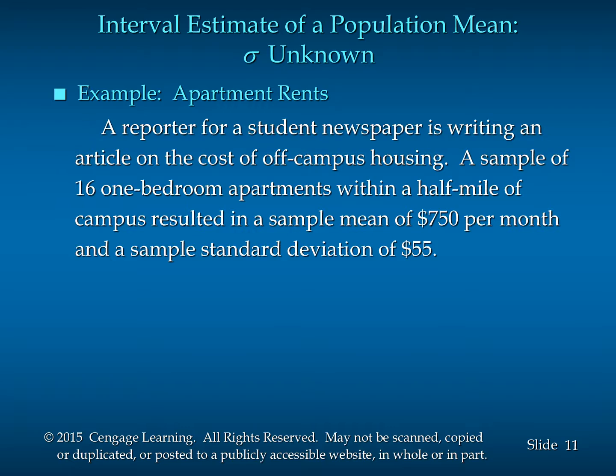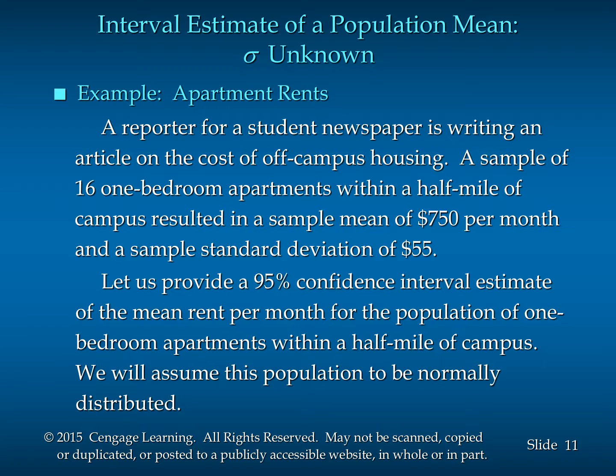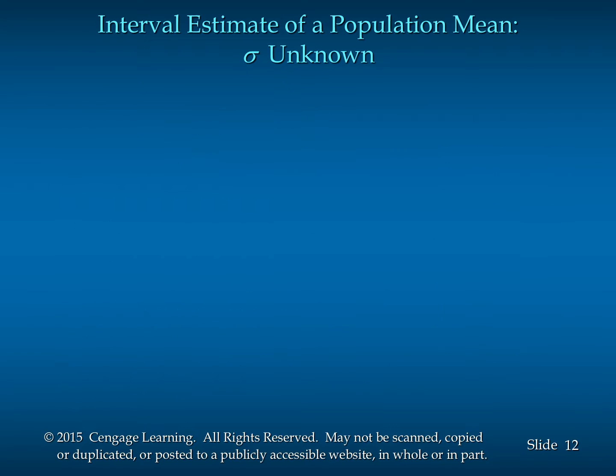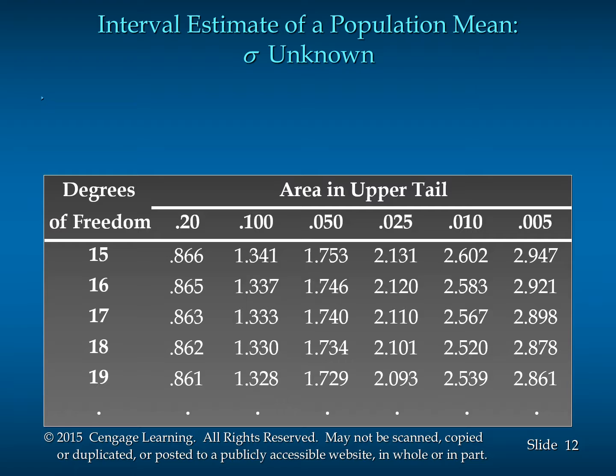It helps if we consider an example. We have a sample mean and a sample standard deviation, but no population standard deviation. We want to determine a 95% confidence interval for the mean rent. Given that we don't have a population standard deviation, we need to use the t distribution. That requires the degrees of freedom. In this case, a sample size of 16 minus 1 gives us 15 degrees of freedom.